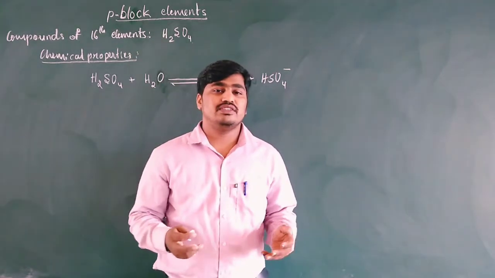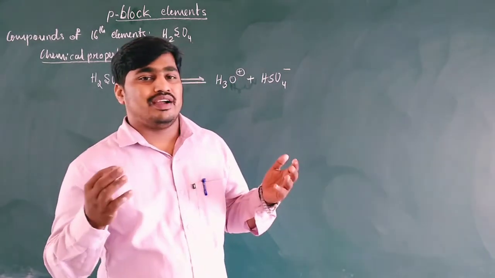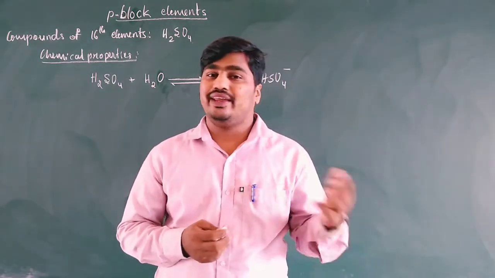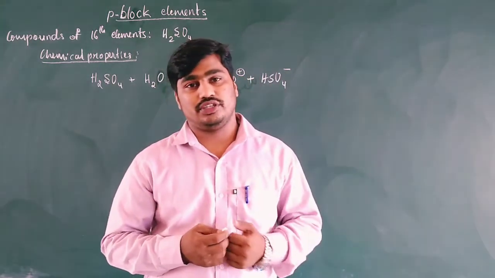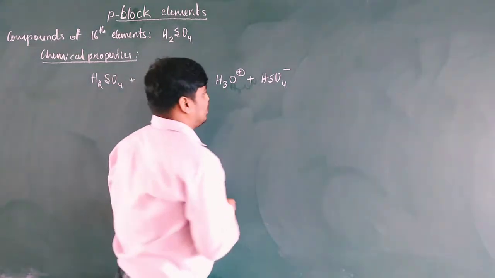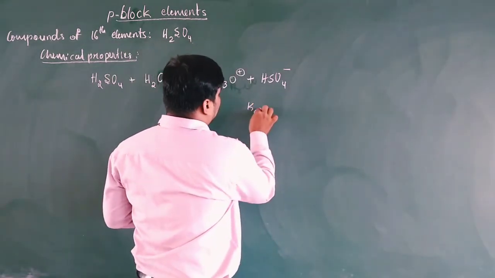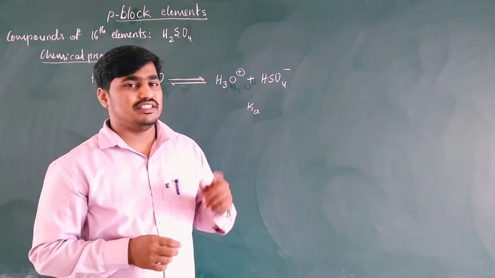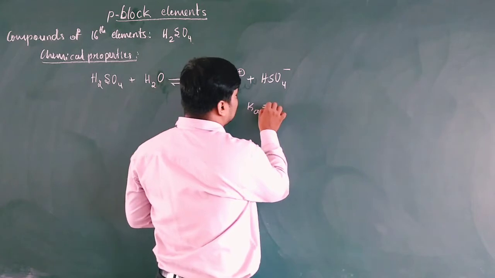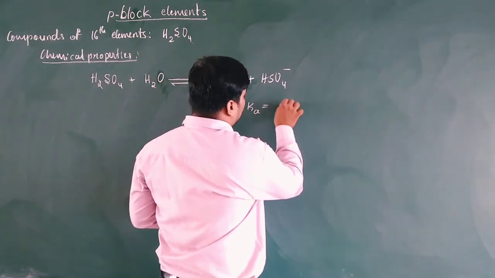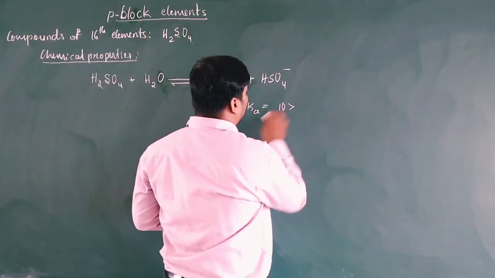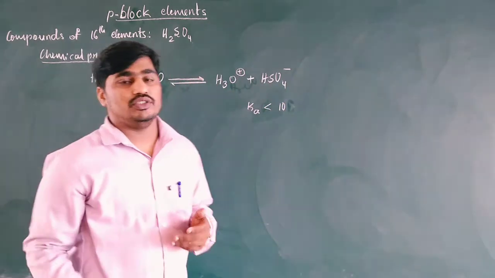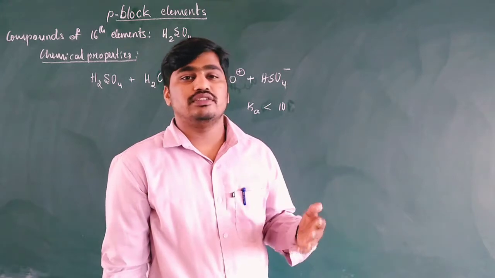The meaning of acid dissociation constant is the dissociation capacity of any compound, its hydrogen dissociation capacity. It is represented in terms of Ka. K is the acid dissociation constant. The acid dissociation constant is more than 10. Any compound which shows a value of more than 10 is a strong acid.